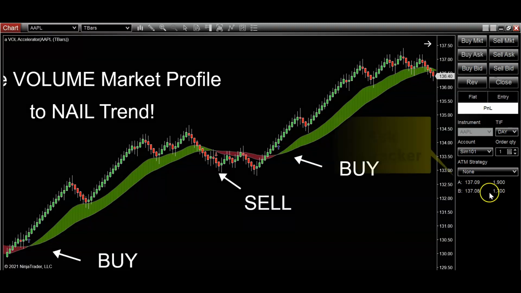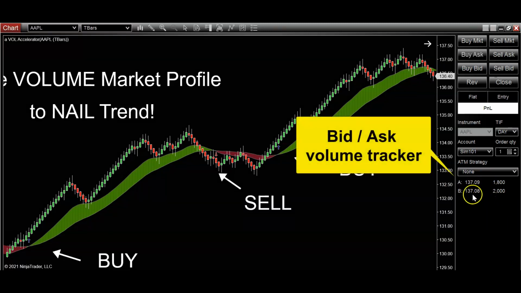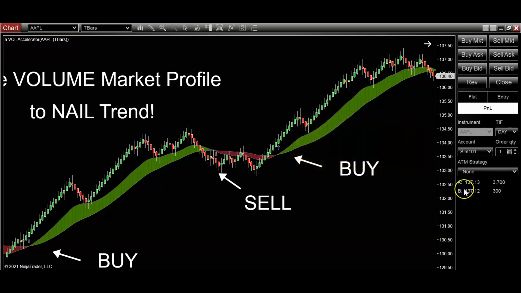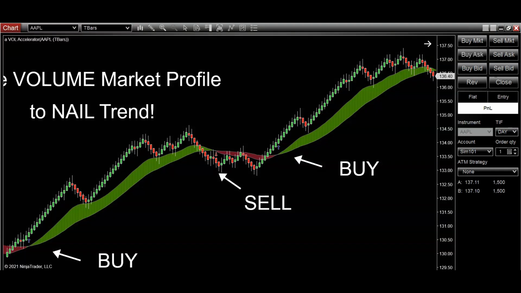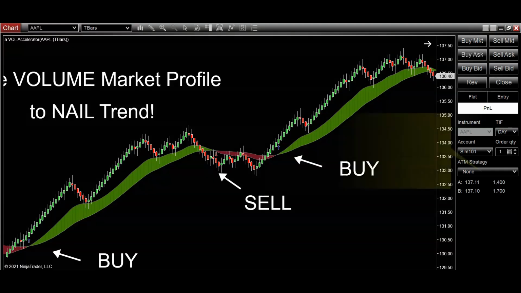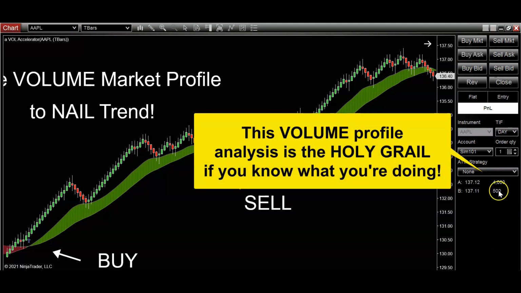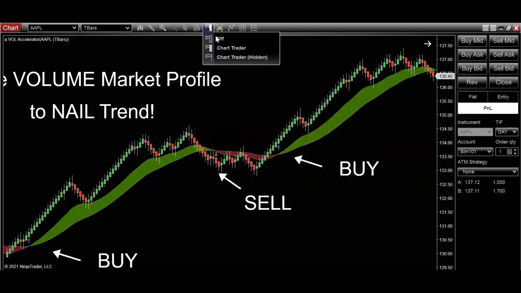So let me draw your attention to the right side of this chart here. Can you see these two columns here? We have a B and an A on these rows. B stands for bid, A stands for ask. That's pretty obvious. And on the right side, this column here, you can see this is the volume that's being listed out here in the market. This volume column is, in my opinion, the holy grail if you know what to do with it. Let me go ahead and turn off market profile real quick.